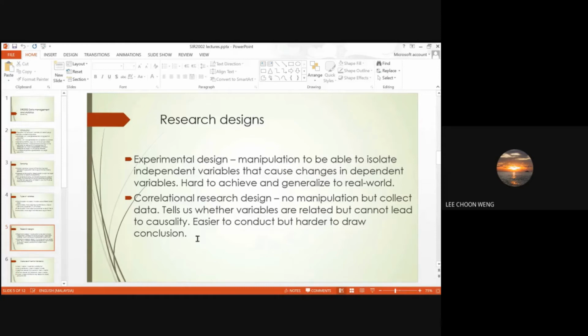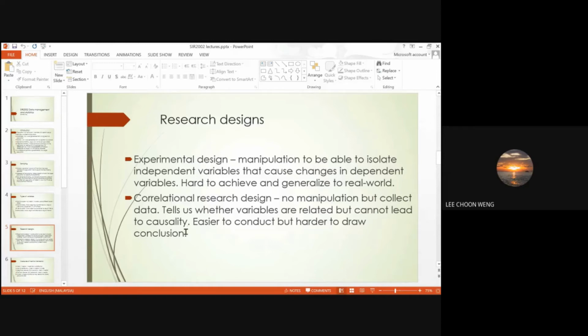So this is what it means: you can show that the variables are related, but you could not definitively show causality. You cannot show that the increase in temperature is causing the increase in bacterial growth rate. So of course, it is easier to conduct correlational research designs, but harder to draw conclusions.